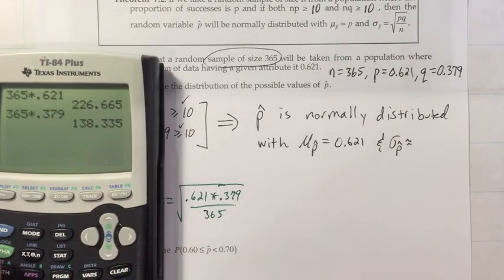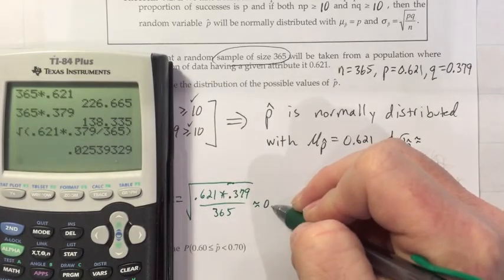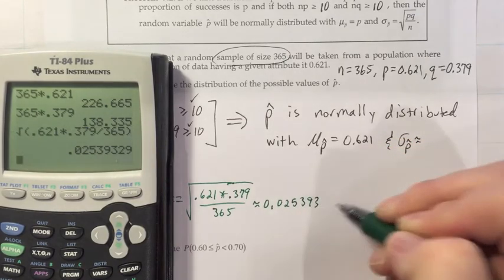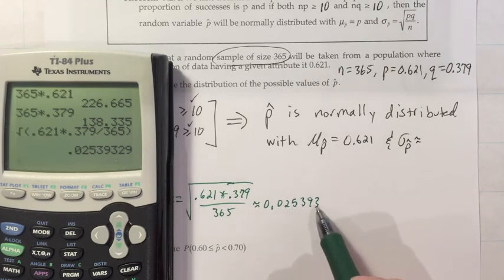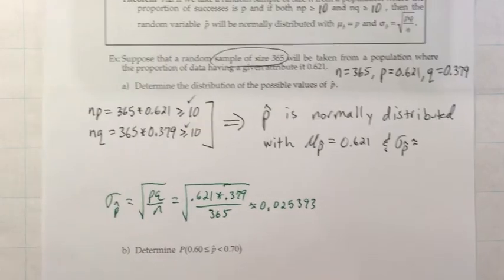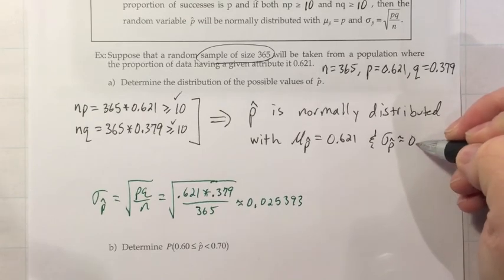So let's have a look. The square root of 0.621 times 0.379 over 365 is 0.025393. Remember, this 0 doesn't count as a significant figure at the beginning of a small number, so we have 1, 2, 3, 4, 5 significant figures, which is the minimum. And now let me go put that with the rest of my answers so that this is a complete answer.